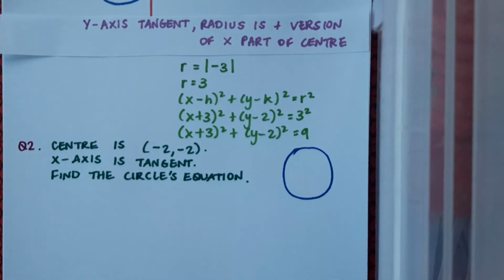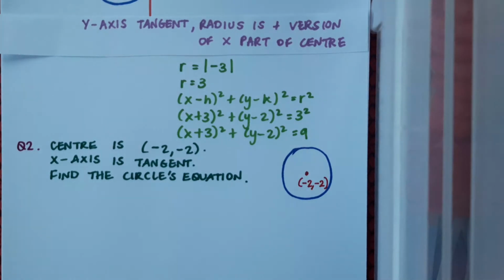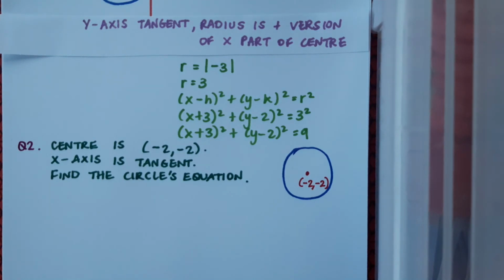Okay, so I've got a circle. I don't need to be hugely fussed about accuracy here. It's about kind of getting the sense of the image more than anything else. So there's my centre, sorry, my circle I should say. There's my centre minus 2 minus 2. The x-axis is a tangent. And we need to find the radius now in order to find the circle's equation. So again, we'll draw in that radius.